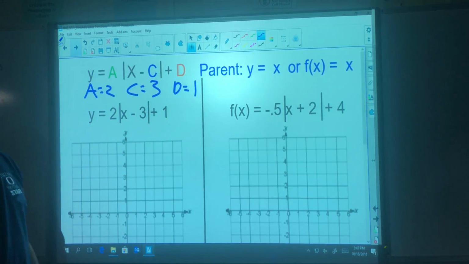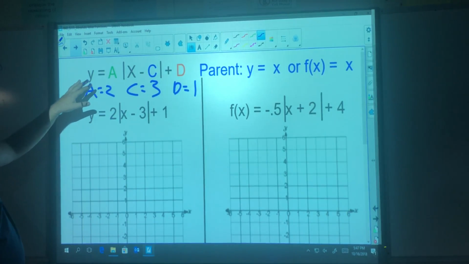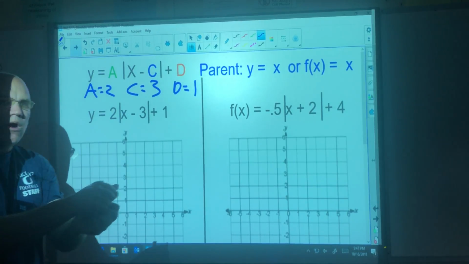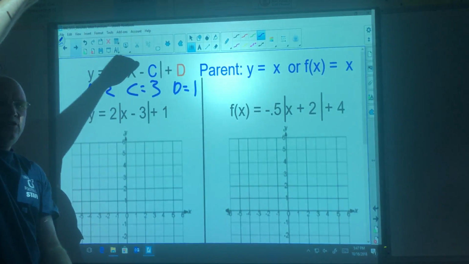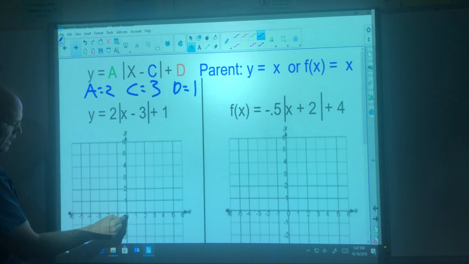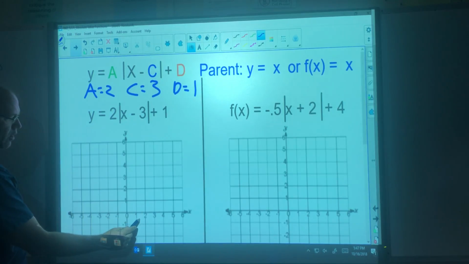All right, so in class we've looked at transformations. And what we know is how this affects the parent graph: the a value is 2. If it's bigger than 1, we know it's a vertical stretch. And that changes all my y values. So when we went over before, we had 0, 0. Then we went over 1, we went up 1. We went over 2, we went up 2.